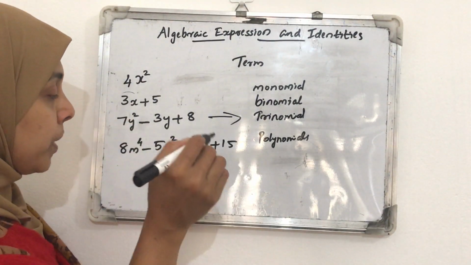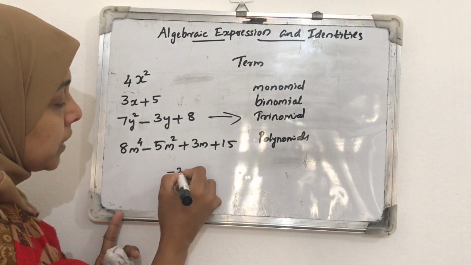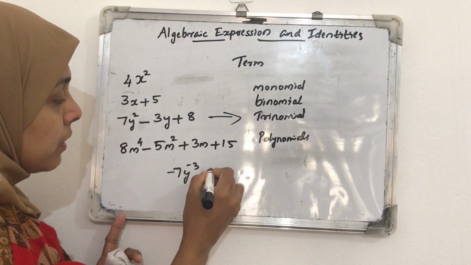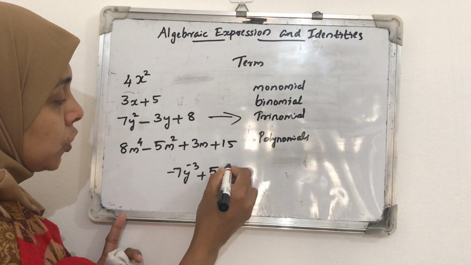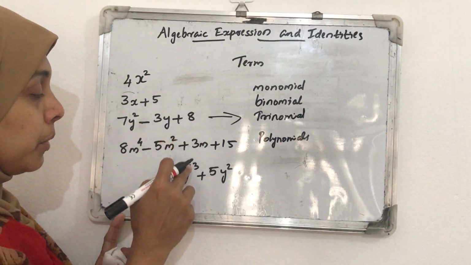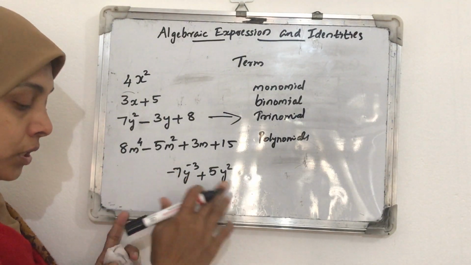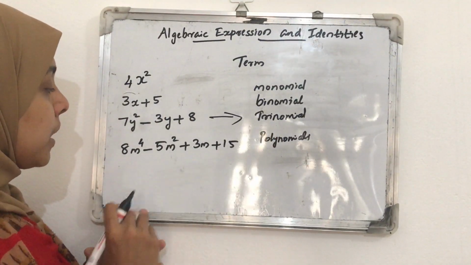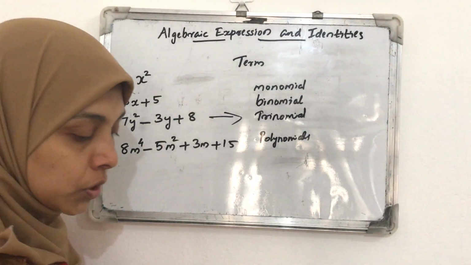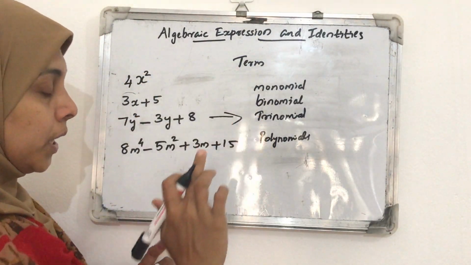Okay, if it is polynomial, the power should be positive. Some other expressions also we can write it as minus 7y to the power minus 3 plus 5y square. These are also algebraic expressions, but it is not a polynomial because the power of this y is minus 3. So this we can't call a polynomial, but if the power is positive, we can call them polynomials. Okay, so all of you get an idea about this monomial, binomial, trinomial, that all of you understood.